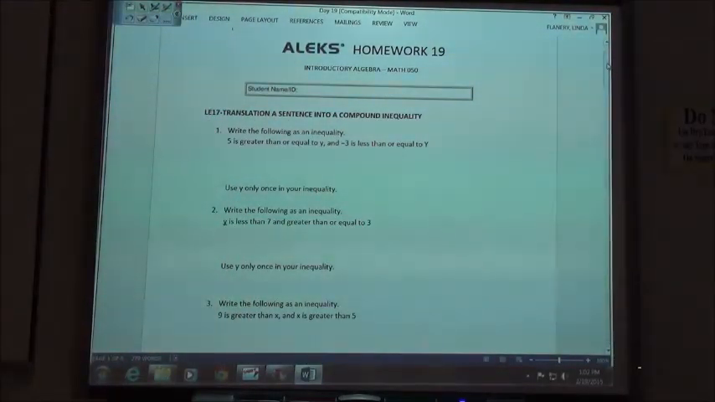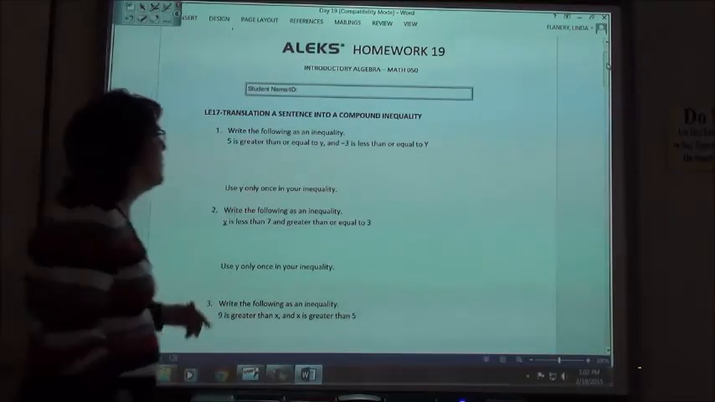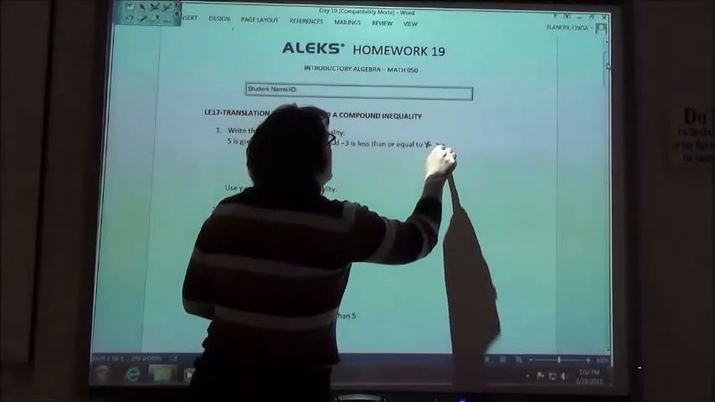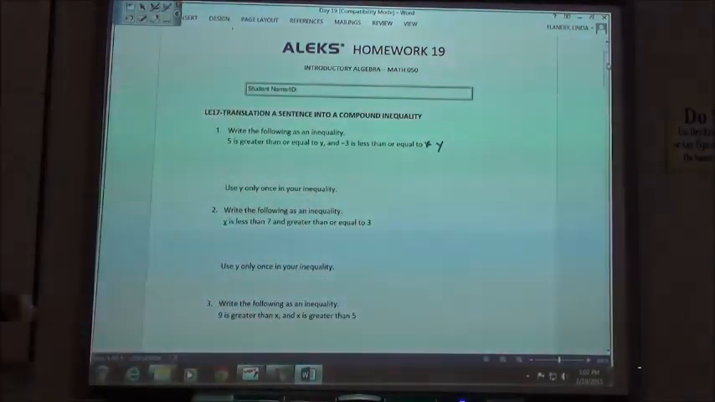Write the following as an inequality. 5 is greater than or equal to y, and negative 3 is less than or equal to y, which should be a small y. Use y only once in your inequality. So what you want to do is translate these each separately and get the y's in the middle so that you can put your two expressions together.